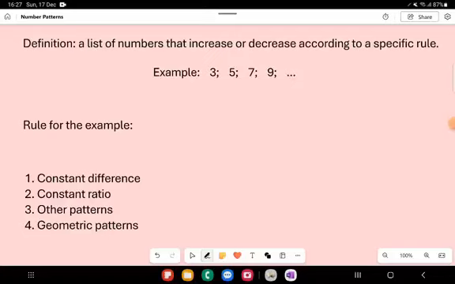In this video we are going to look at number patterns. Now the first thing we need to know is what is a number pattern. The definition I have on the screen says a number pattern is a list of numbers that increase or decrease according to a specific rule.